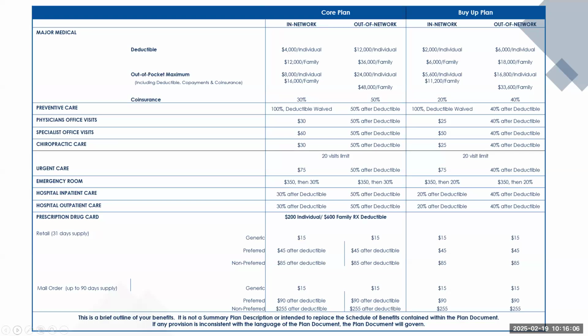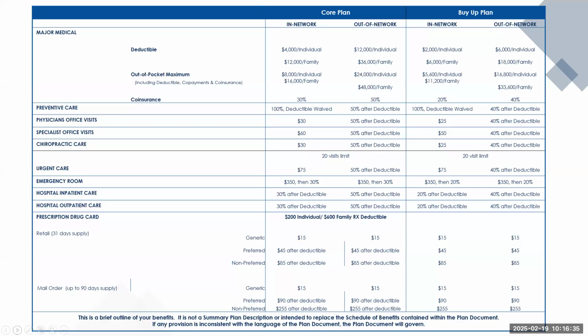So your co-insurance is 30%. That means after your deductible, we're going to cover 70%. You're responsible for 30% until your out-of-pocket maximum is met. Of course, like I said prior, preventative care visits are at 100%, deductible waived. Please, please, please go get those done once a year. Physician office visits, you're looking at a $30 copay, and that's it. Your deductible does not have to be met prior to that.